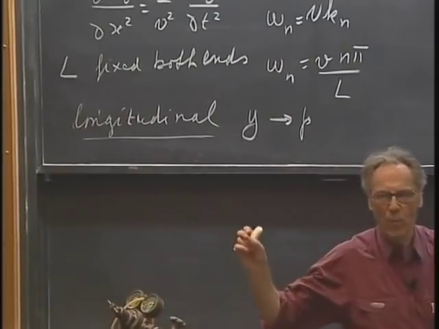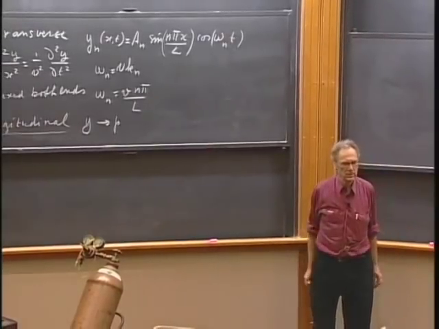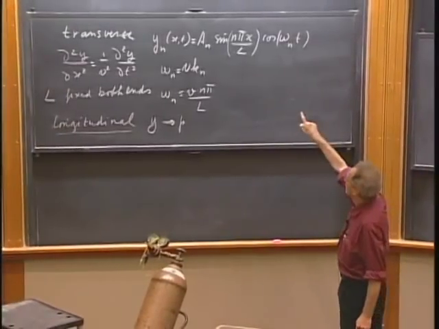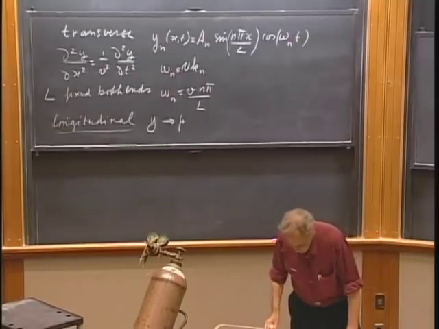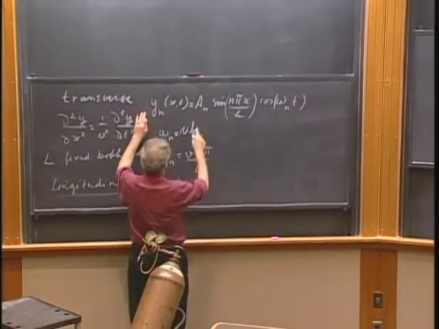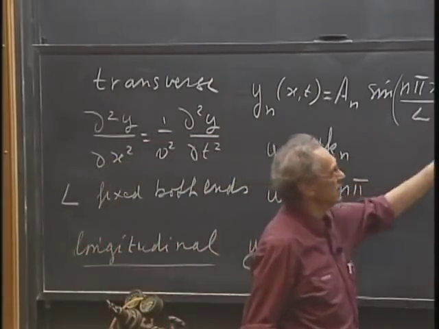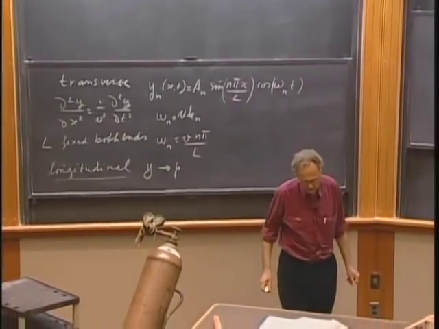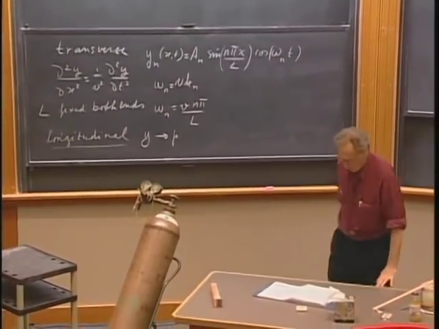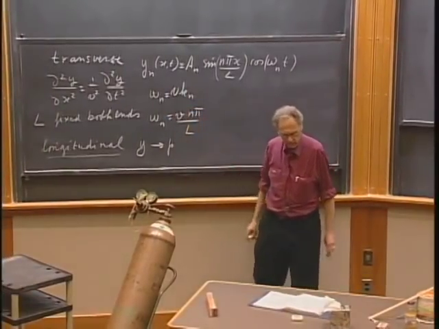Because at the ends of an open-open system, the pressure can never become higher or lower than ambient, and so you have pressure nodes. And so you get exactly the same solution that you have there, provided that you replace this by a p, and this you replace maybe by some capital P, which is then the amplitude. But this and this is the same, except, of course, that omega, this v is non-negotiable in the case of sound.